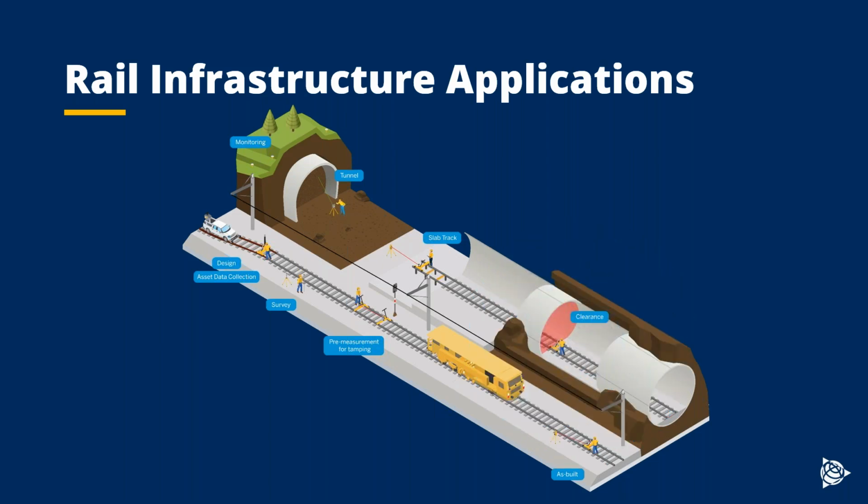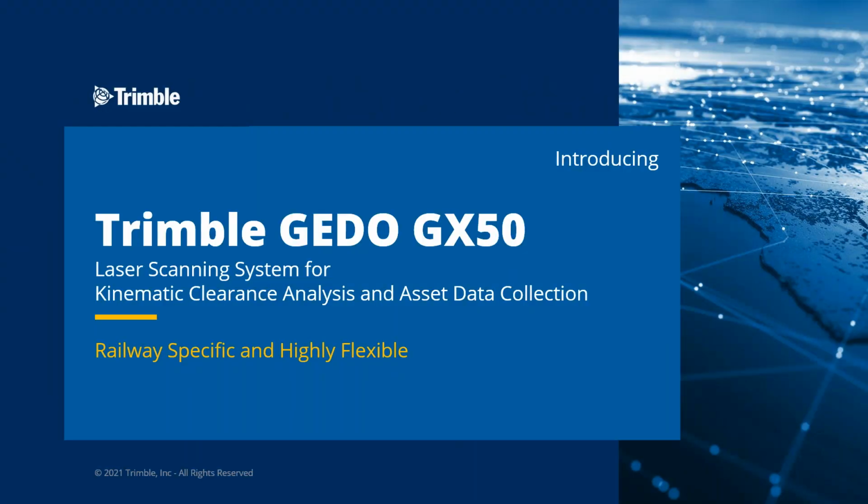So to do that, we are happy to introduce a new system today, the Trimble GEDO GX50 laser scanning system, specifically made for kinematic clearance analysis and asset data collection, and having in mind all the railway specific functionality, and the system is highly flexible.